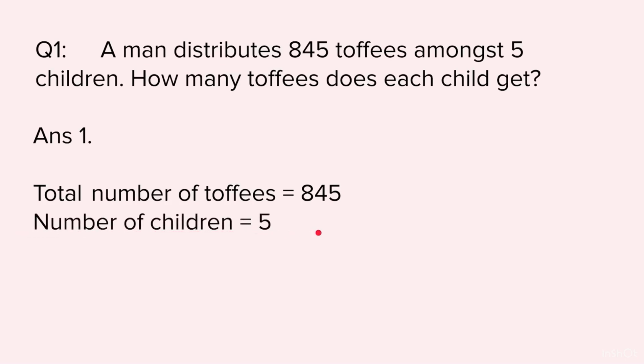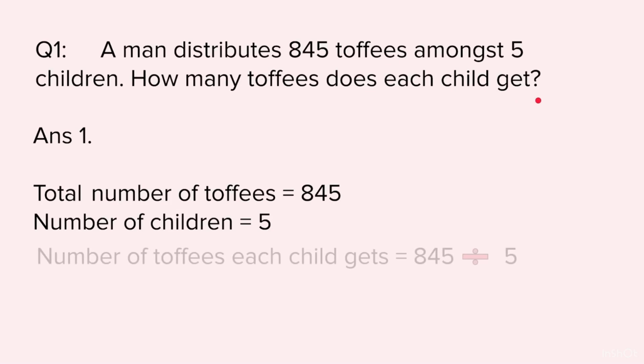Now, I hope you are finding these sums easy now. Just understand the information and rewrite whatever information is given. Now we will read the last statement in the question. How many toffees does each child get? So now we have to tell number of toffees each child is getting. So we will write number of toffees each child gets is equal to 845 divided by 5. We have divided it because 5 children in all are getting 845 toffees. To find out how many toffees one child will get, we will divide 845 by 5.